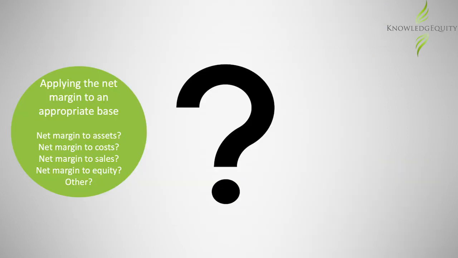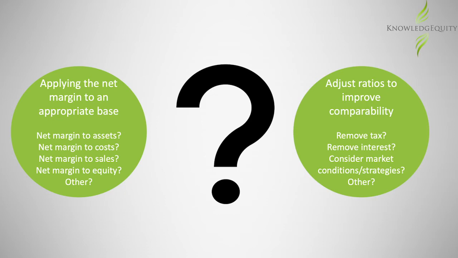Note that when using this method, a choice needs to be made about what to apply the net margin against as an appropriate base. This requires the calculation of an appropriate ratio. For example, the taxpayer might use the net margin to assets, to costs, to sales, or to shareholders' funds as an appropriate base. Further, when utilising the net margin figure, a decision should be made regarding whether it should exclude some costs from the net margin, such as tax and interest, in order to improve its comparability.